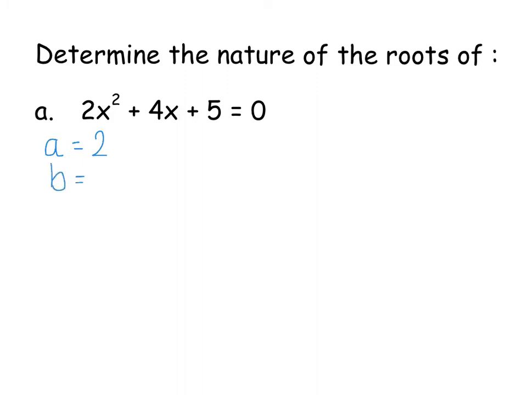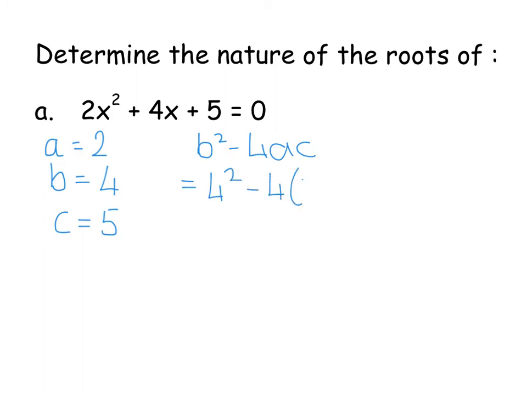B is the middle term, which is a 4. And C is the number over here, the end value, which is 5. Then we're going to work out what b squared minus 4ac is. So b squared will be 4 squared, take away 4 times 2 times 5.